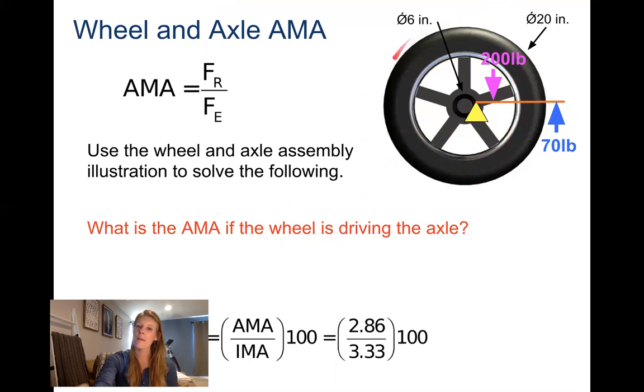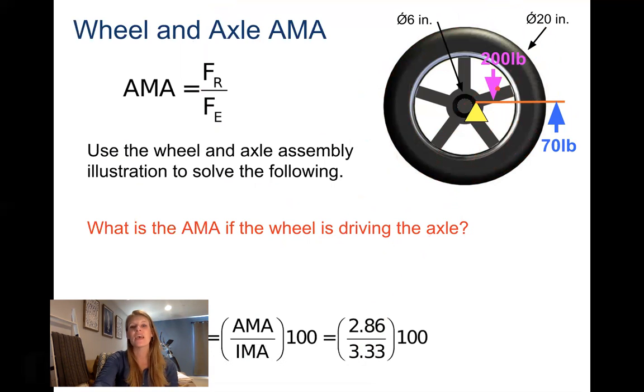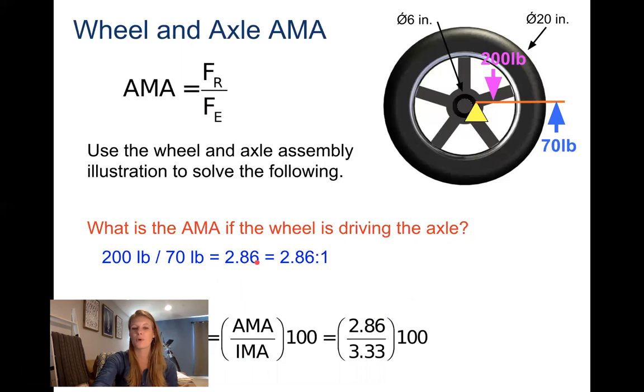then remember if we're using the IMA, then you would be doing the 20/6, which we got that 3.33. Now we're going to use the forces. So I'm going to use my reaction force. So my reaction force is that 200 pounds down. That's the larger number, 200 pounds down over my axle, which would be 70. You end up getting 2.86 when you do that. 200 divided by 70 is 2.86 to 1.